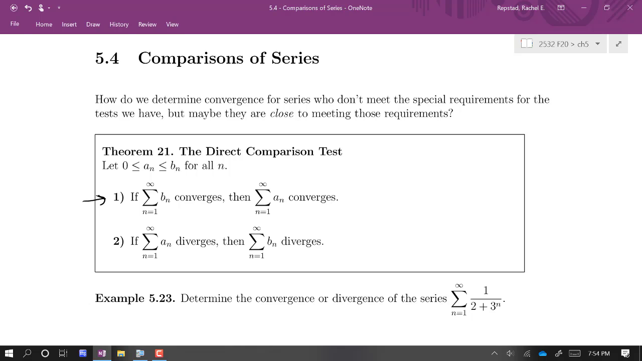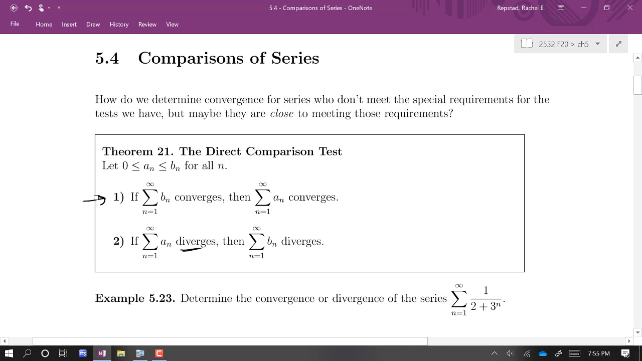The other way to use the direct comparison is to say, look, suppose I know that the terms of this series that I'm looking at, they're all bigger than the terms of this other series, and I know this other series diverges. Then that means that that divergent series is sort of preventing the series that I'm looking at from converging. The series with the ANs blows up, and my terms are all bigger than that series. That means that my series here also has to blow up.